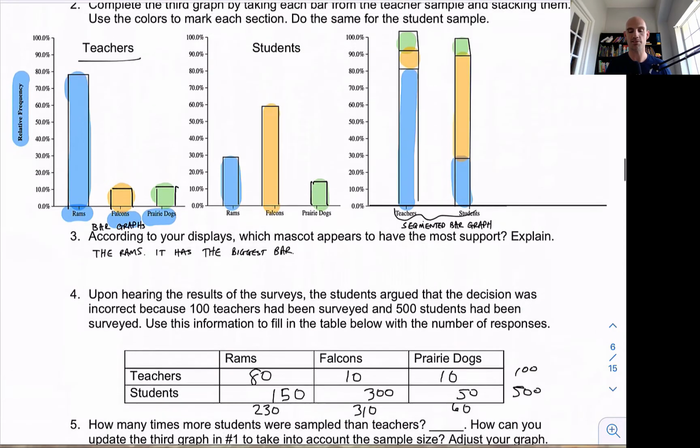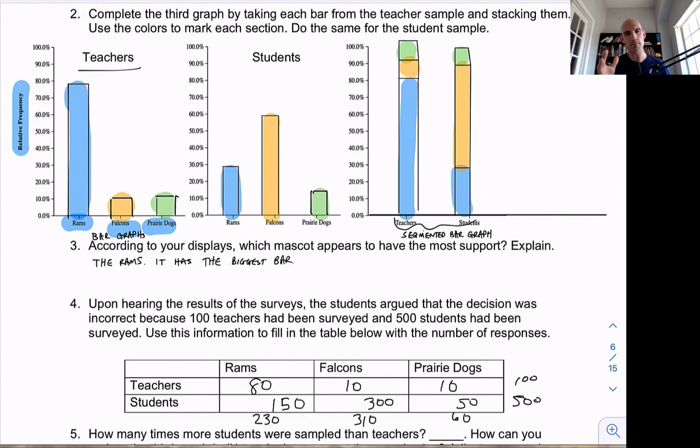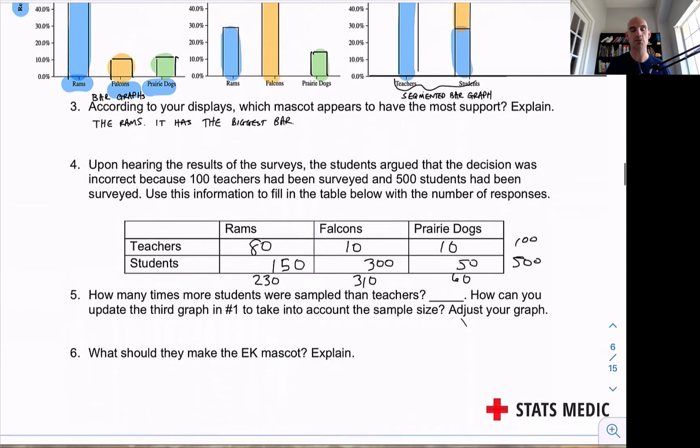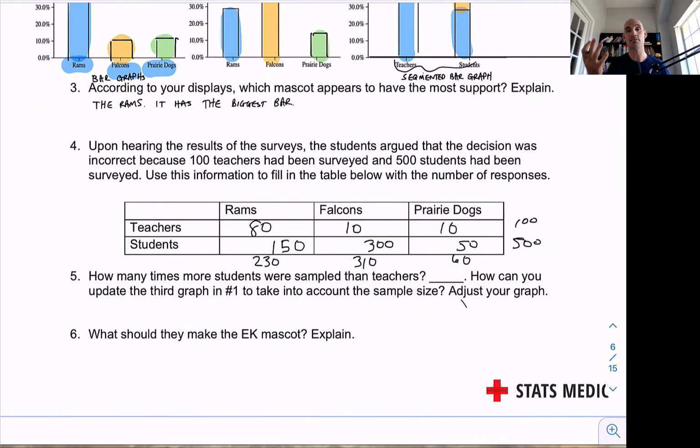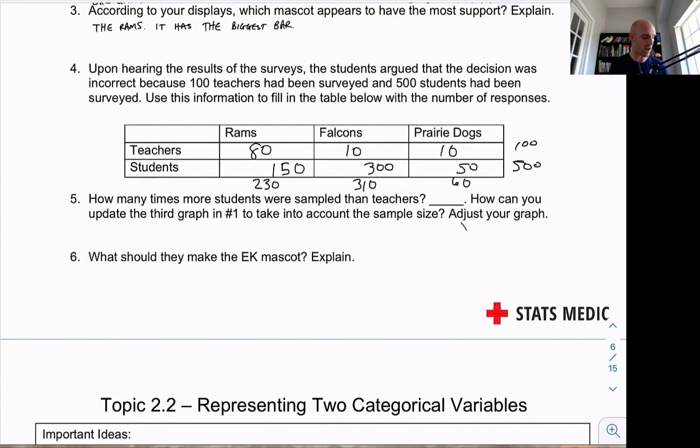When we compare that to our segmented bar graph, it's a little bit misleading because it seems like Rams would be the same. In fact, even if we added up orange plus orange and blue plus blue, it still appears that blue would win. But if we go by the raw numbers, that is going to be more representative of which one was actually voted in. So how do we represent this graphically?